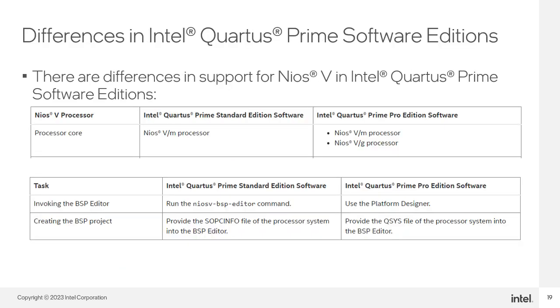Nios V processor support varies depending on the Intel Quartus Prime edition and version. For Intel Quartus Prime Standard Edition software, only Nios V/m is supported. For Pro Edition software, both IPs are supported. Device support is also important to understand your design needs and capabilities when developing with Nios V processors. On the software development side, you will need to invoke the BSP editor in different ways on each edition.